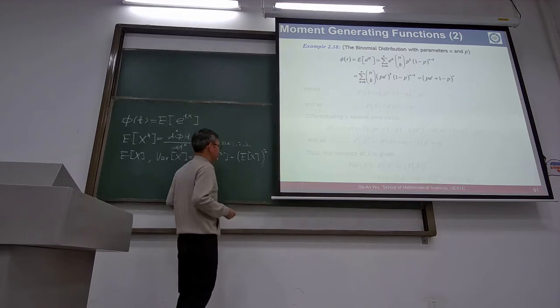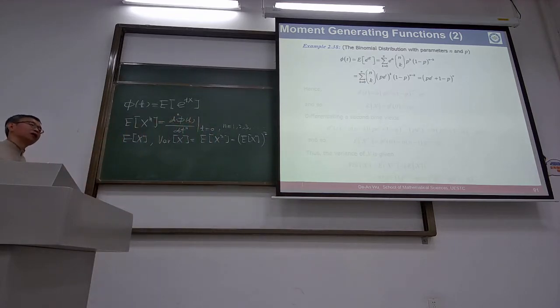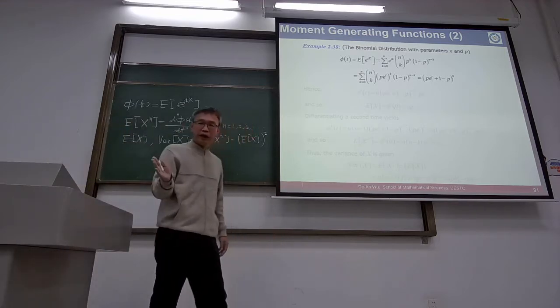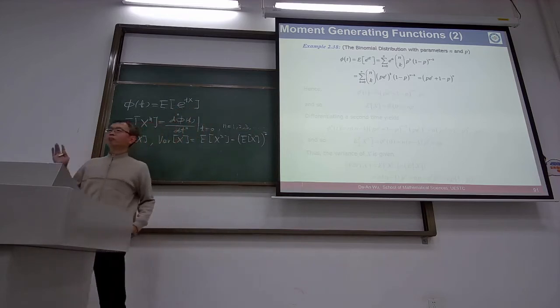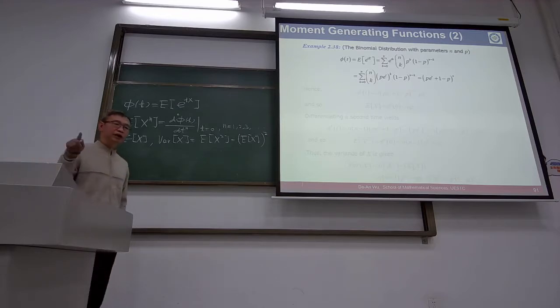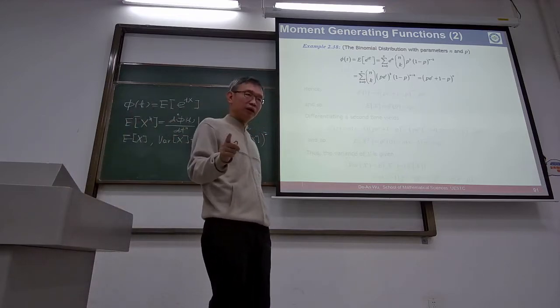I will show you an example of how to calculate the moment generating function. If we obtain the moment generating function phi of t, just by differentiating it n times with respect to t and evaluating at t equals 0, it is very easy to find this moment.